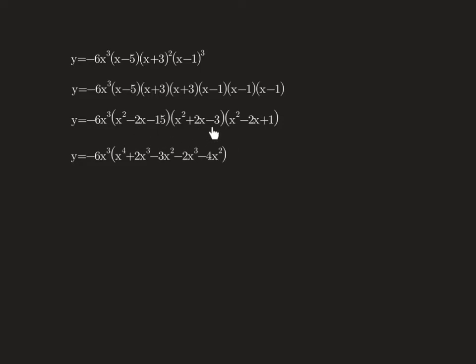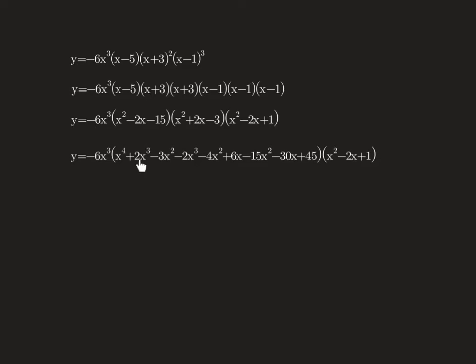negative 2x times negative 3, which is positive 6x, negative 15 times x squared, minus 15x squared, negative 15 times 2x, minus 30x, negative 15 times negative 3, which is positive 45. You have to multiply each term in here by each term in here if you want to get the multiplication of those two trinomials.